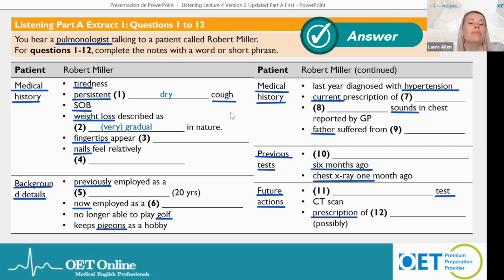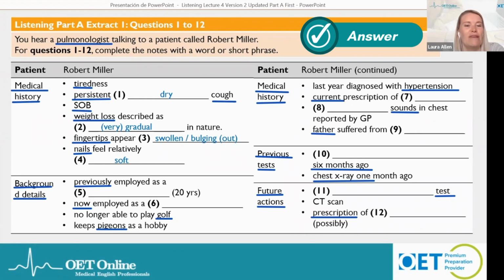Gradual or very gradual, but gradual is the key there. Three. Now you've actually got two options here. You can put swollen or bulging, because he did say like my toes are bulging too, but in the sense of like it could have been my toes are bulging in addition to my fingers bulging, you know, so it could have been swollen or bulging, but don't worry, only one word is essential, okay? So if you've written swollen, perfect. If you've written bulging, perfect, okay? All right, number four, nails feel relatively, yeah, again predicted, wasn't it?